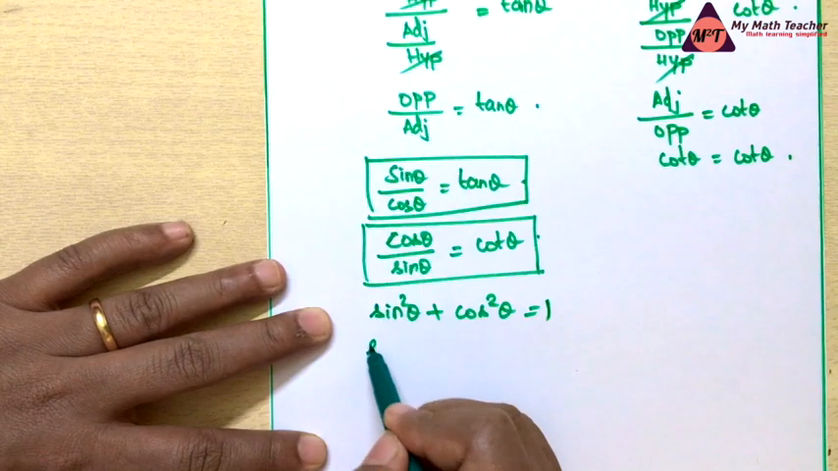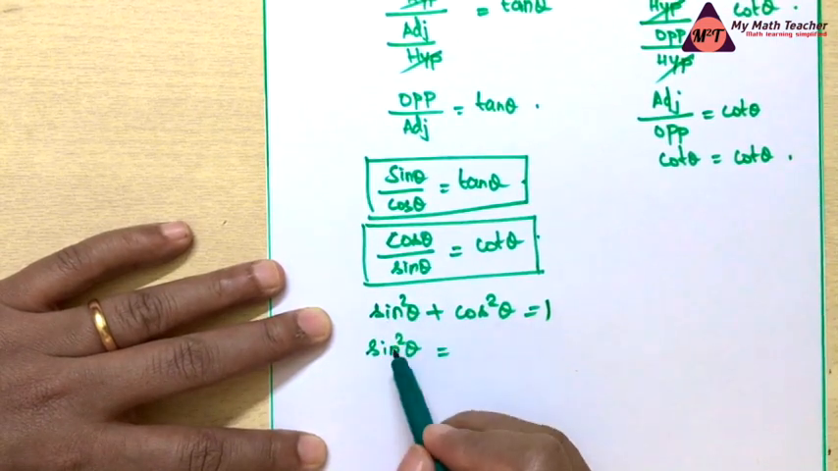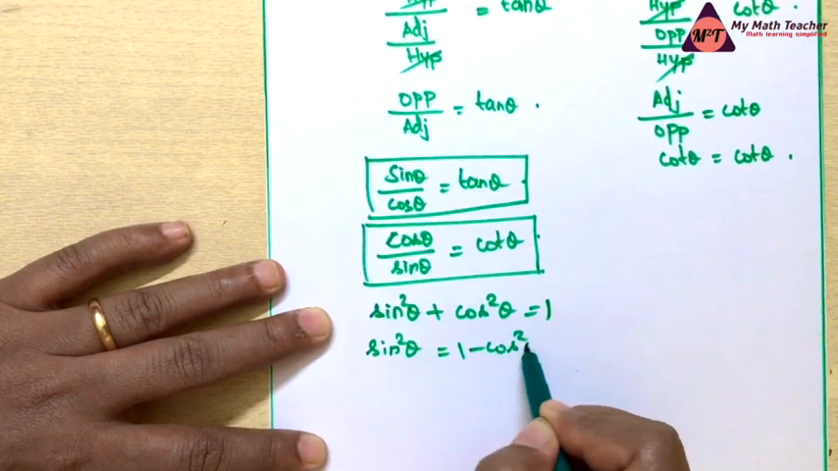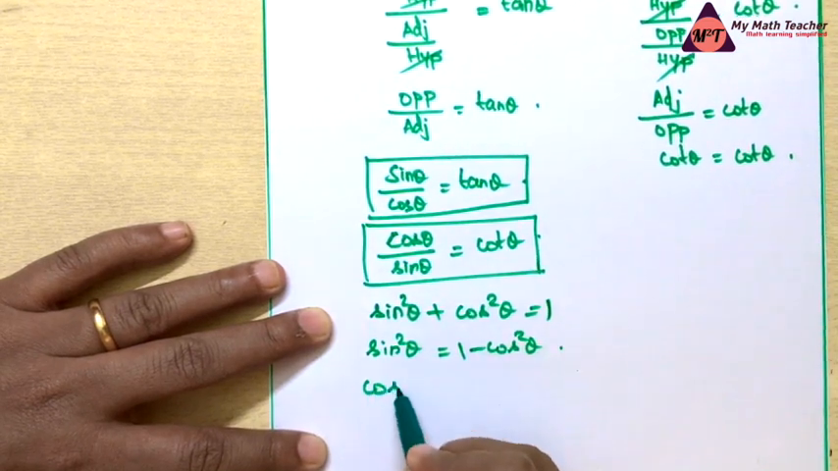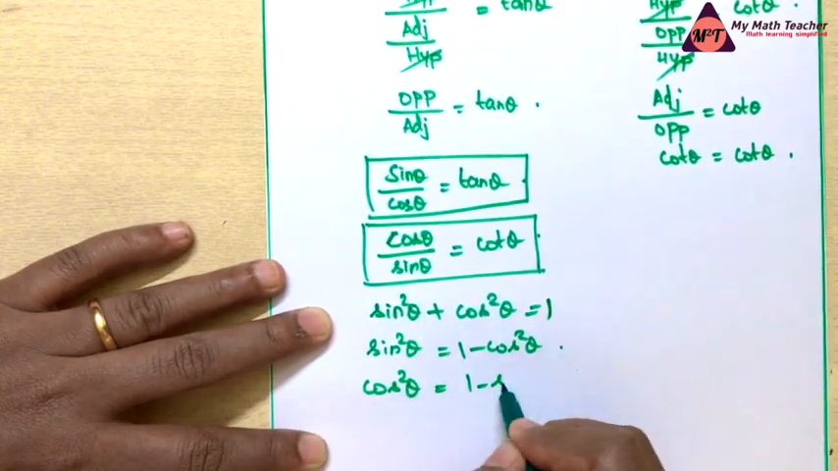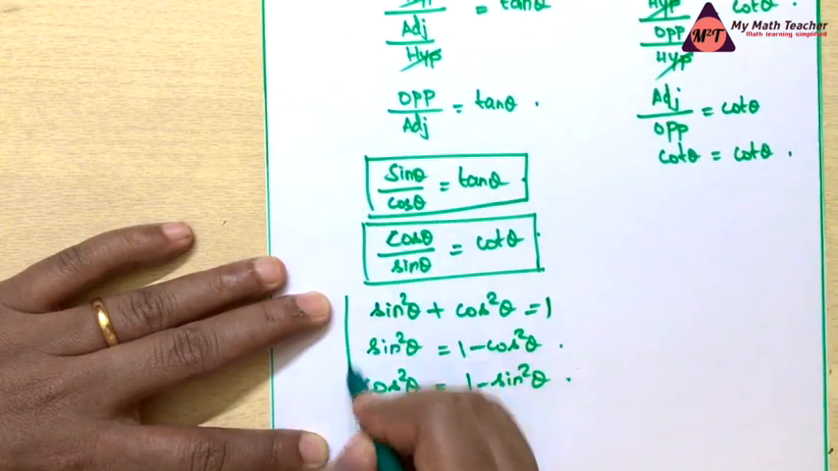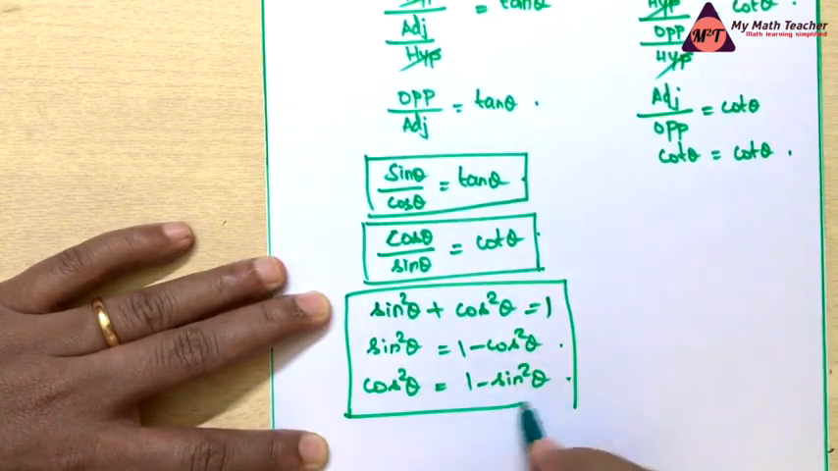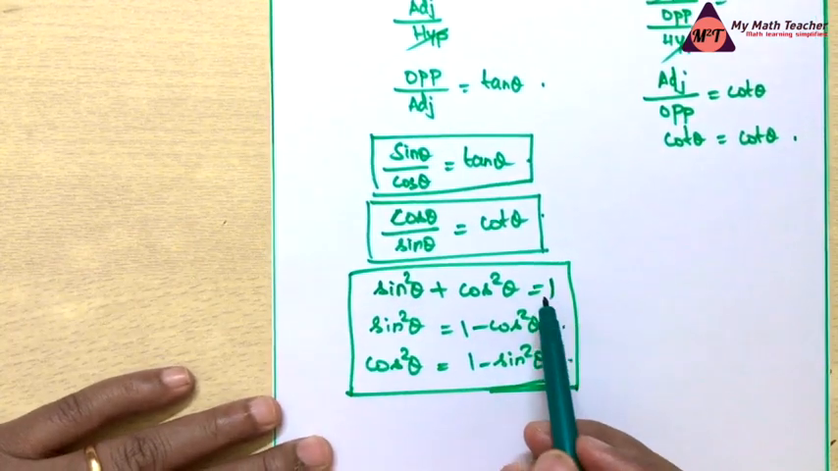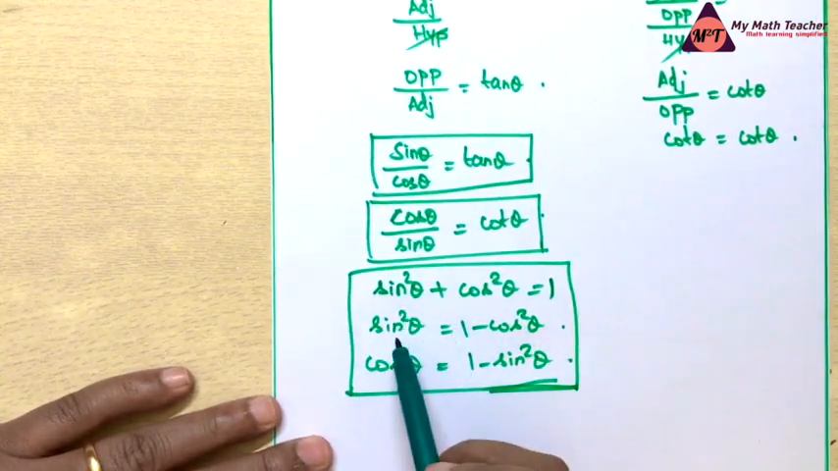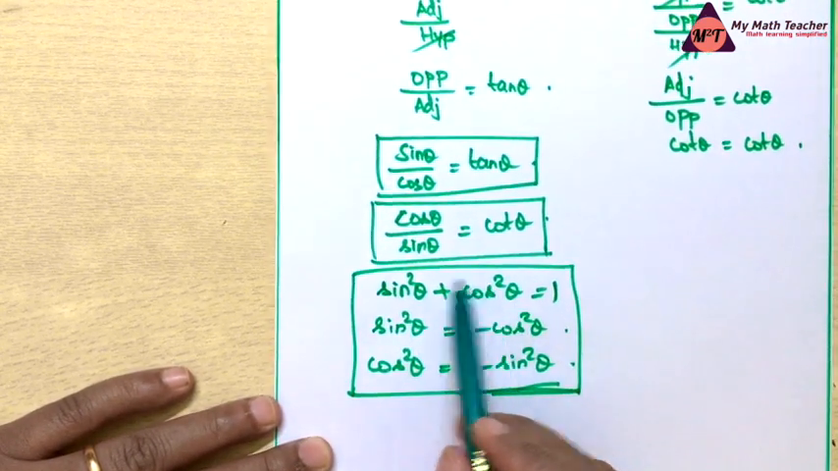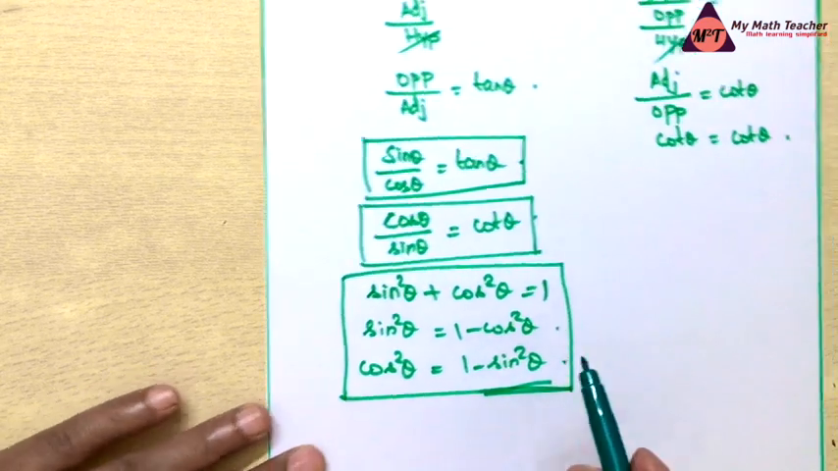How? See here, sine square theta. If you want sine square theta, what is the answer? 1 minus cos square theta. Is it right? Next, cos square theta is equal to 1 minus sine square theta. Okay, this is the first set of identities. Sine square theta plus cos square theta is 1. If I want only sine square theta, that is equal to 1 minus cos square theta. If I want only cos square theta, that is 1 minus sine square theta.